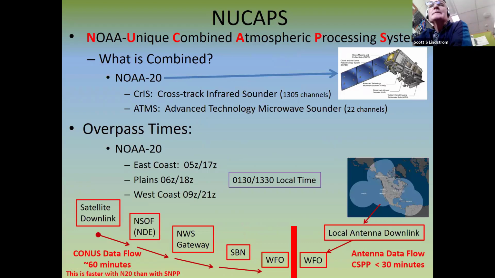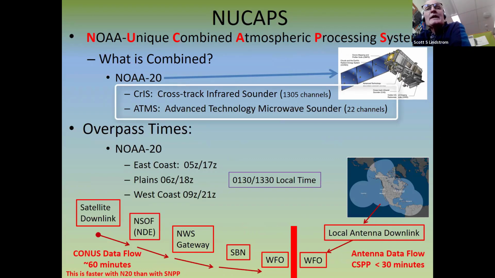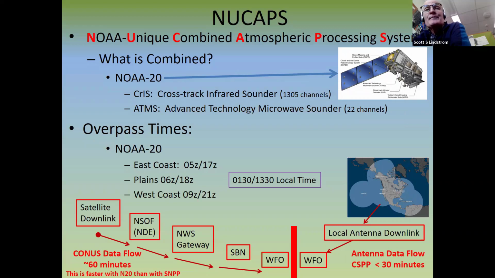NUCAPS is an acronym, NOAA-Unique Combined Atmospheric Processing System. You might be asking, what's combined? Well, on NOAA 20, it's a combination of infrared information from the CrIS, the Cross-track Infrared Sounder, which has 1,305 channels, and microwave information from the ATMS, the Advanced Technology Microwave Sounder, which has 22 channels.